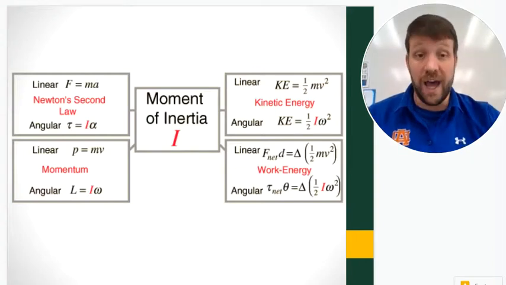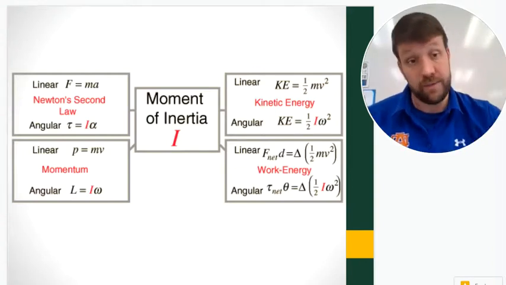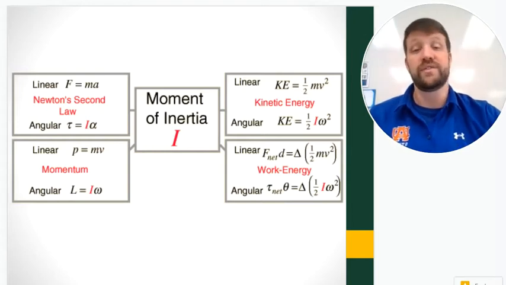They're just being applied in a circular path. I hope this was helpful. We'll get more into all this stuff in class.